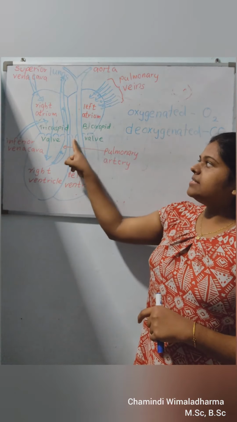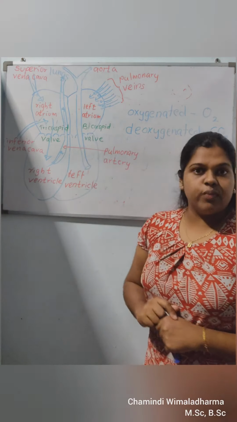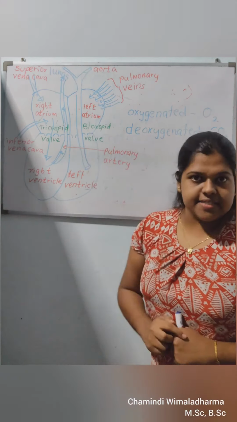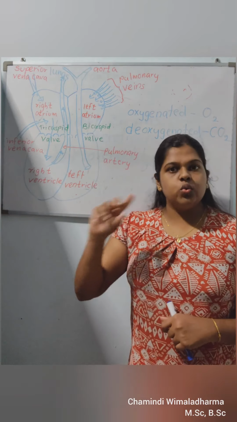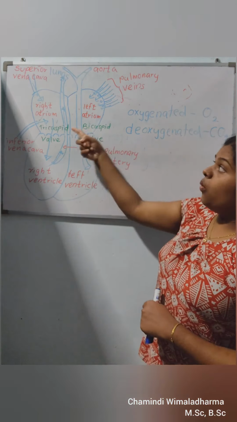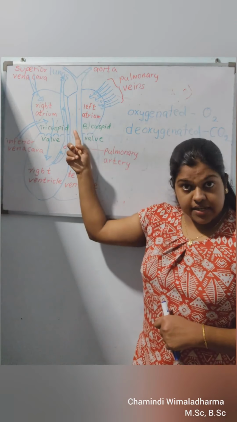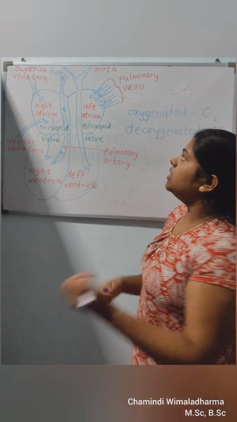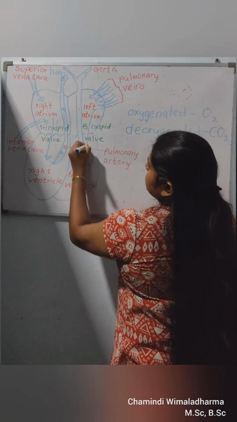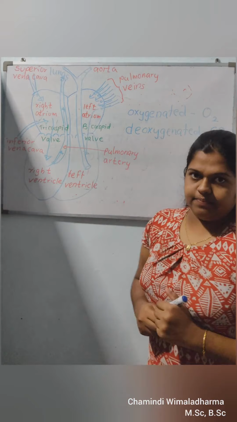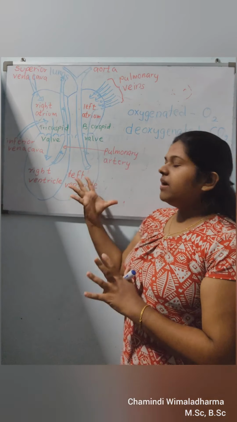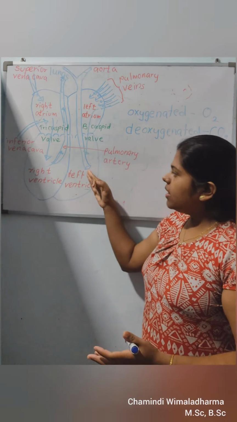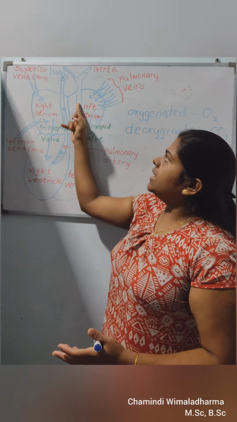There are 2 valves in between the left atrium and left ventricle. They open. We name these 2 valves the bicuspid valve. Bi means 2. When the volume of the left atrium increases, the blood flows to the left ventricle. This blood now gets collected in the left ventricle. Then when the left ventricle gets filled with blood, there are no valves to open, so the only path they can go is this one.